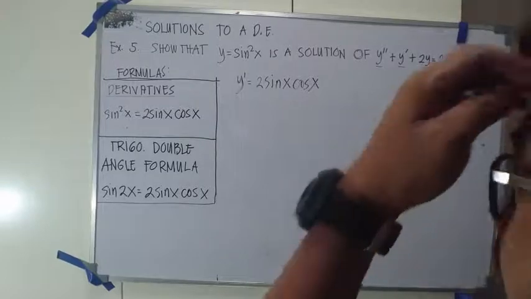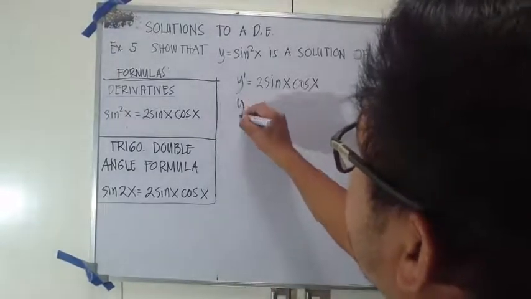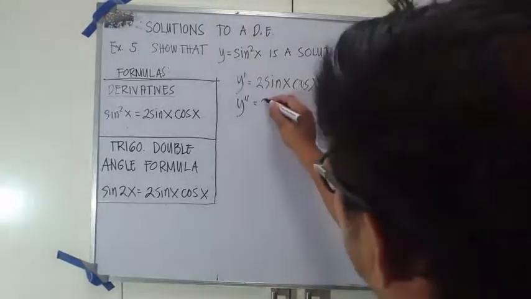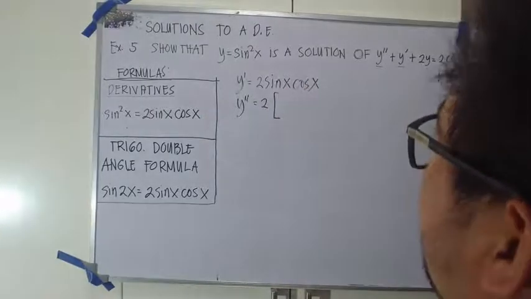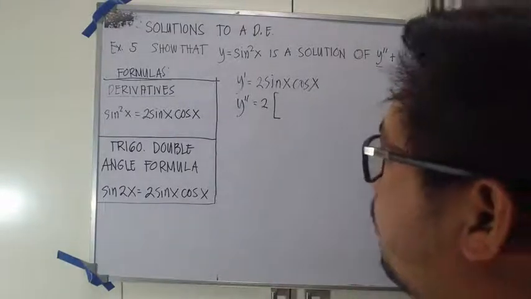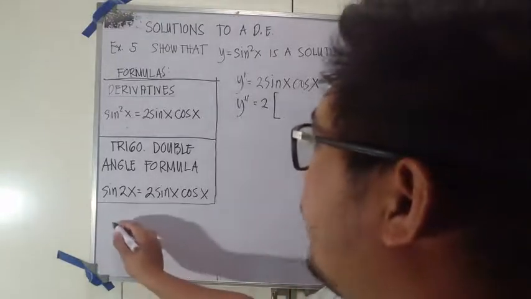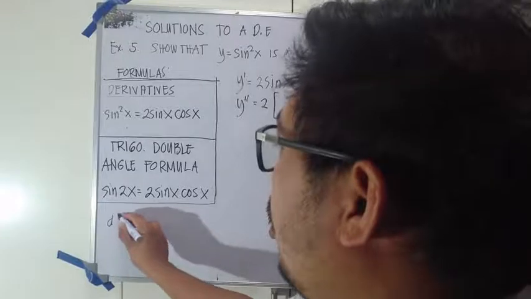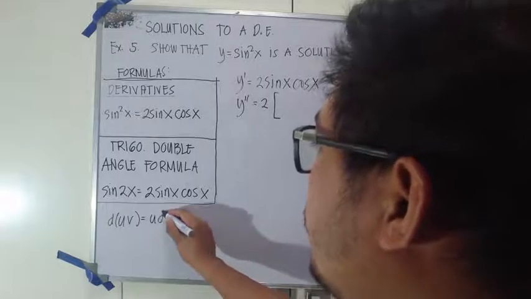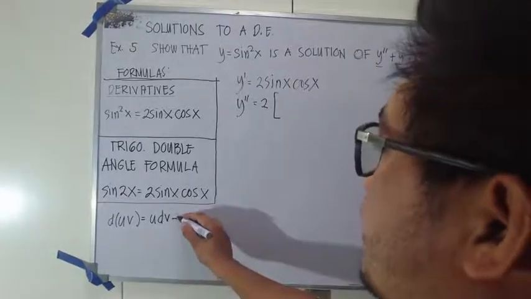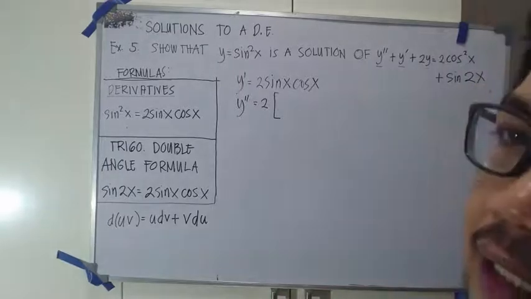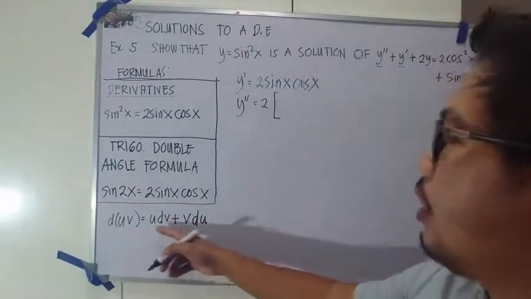Next, punta tayo sa second derivative. So, hanapin natin yung second derivative nito. Okay? So, to find the second derivative, factor out muna yung constant number. Magpa-product rule ka na rito. Diba? Product rule. Ano ba yung product rule natin? Product rule is simply the derivative of u and v is equals to u, the first term, multiplied by the derivative of the second term plus the second term multiplied by the derivative of the first term.